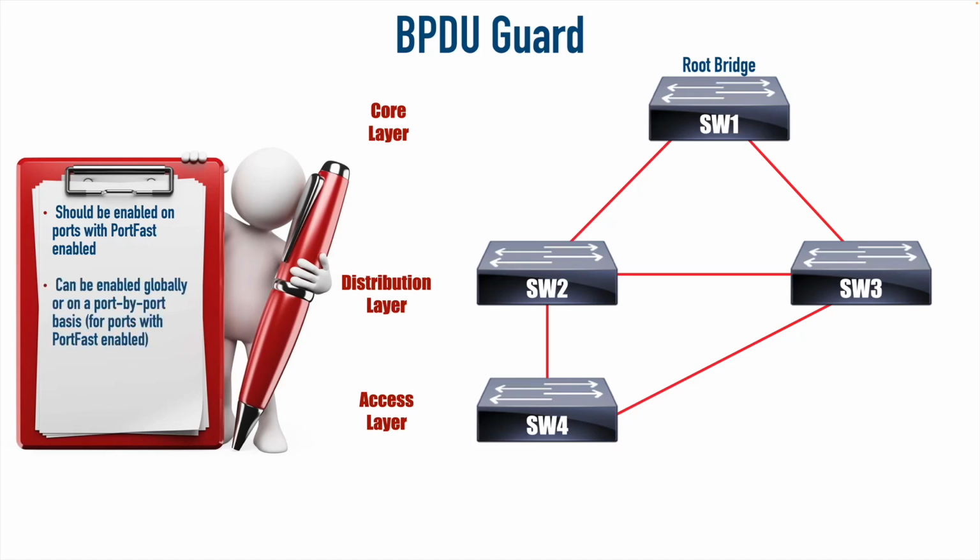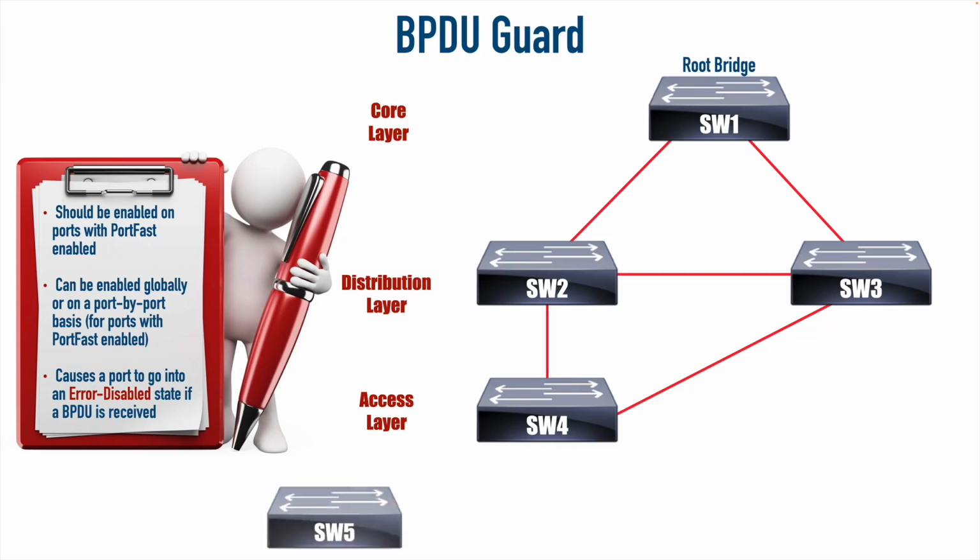And we can enable this ourselves on individual ports, or we have the option of enabling it globally. And when I say globally, I mean that we can enable it on all ports configured for PortFast. And with BPDU Guard enabled, what if somebody does plug a switch into a port configured for PortFast? Well, that port is going to go into an error disable state, which is going to prevent that layer 2 loop. For example, let's say that we're plugging in switch 5 into a switch 4 port, which was configured previously for PortFast. Maybe we just forgot that we did that.